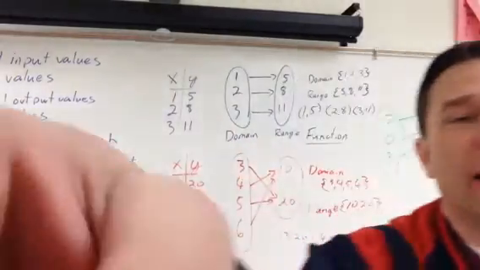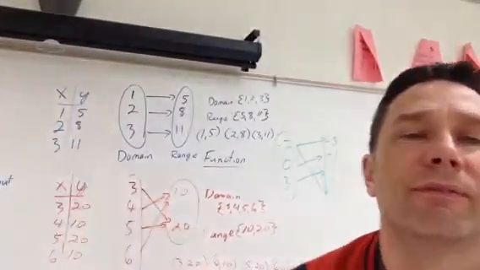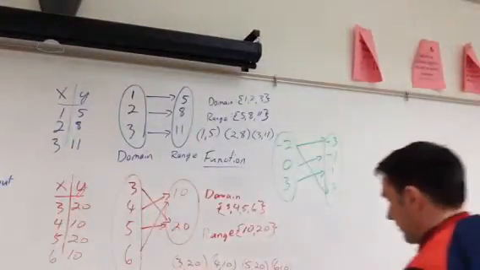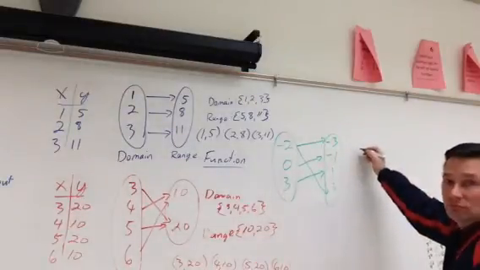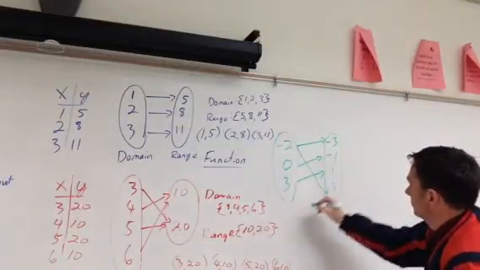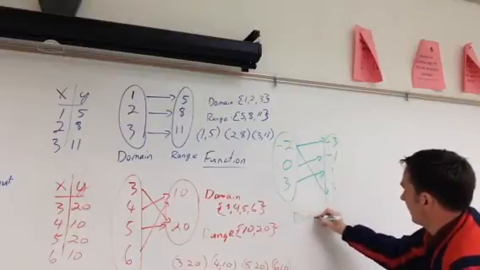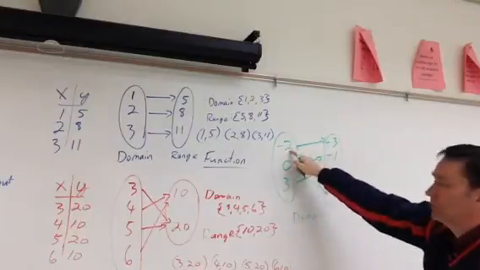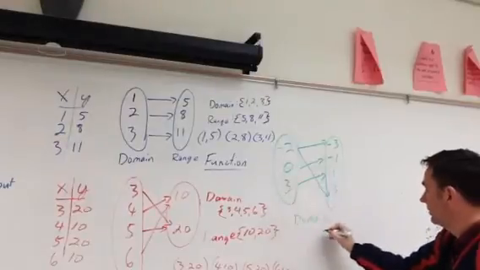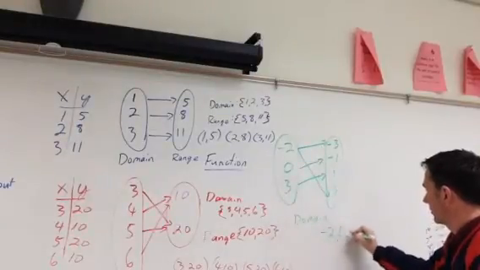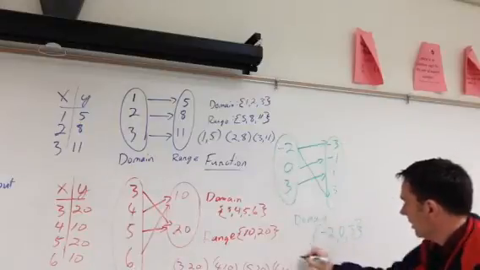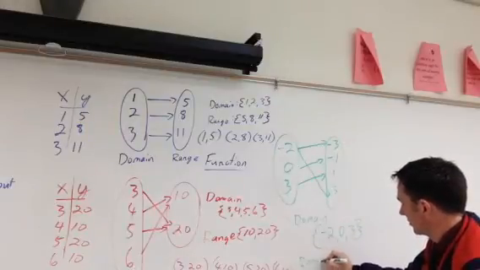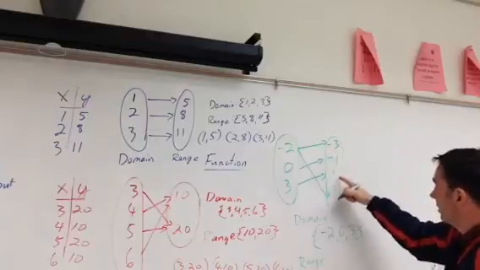The last one we're going to look at is here in green. So our domain, put it over here so we can see it. Domain: -2, 0, and 3. Our range: -3, -1, 1, and 3.